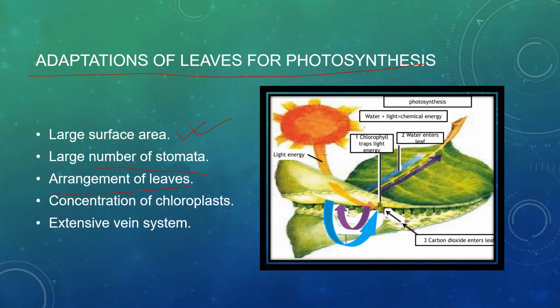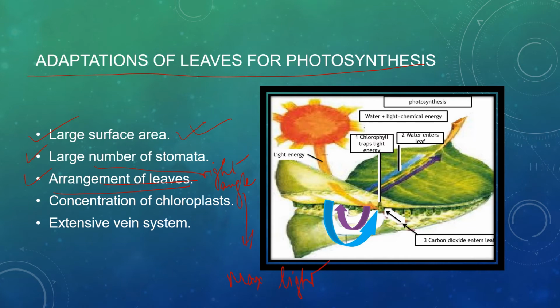Now next comes the arrangement of leaves. How are the leaves arranged? Leaves are always arranged at right angles to the light source so that they can trap the maximum amount of light. This is how they are being arranged. So this is the arrangement of leaves.